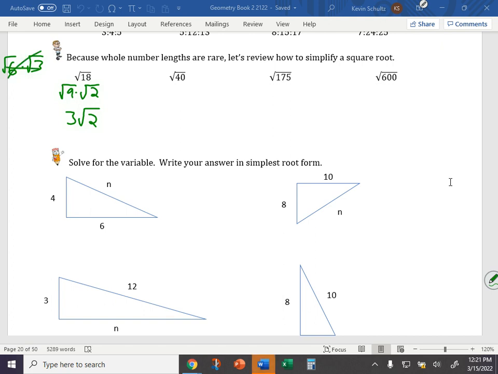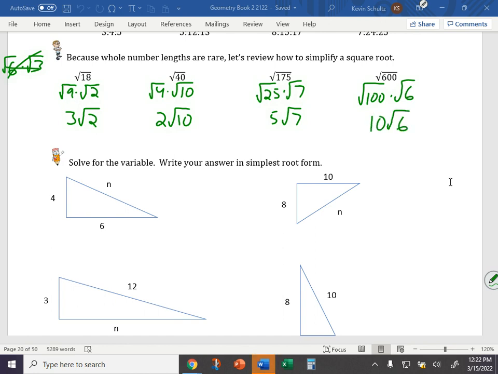Root 40, how do we simplify root 40, or how do we break it apart? Root 4 times root 10. Yep, root 4 times root 10 to get 2 root 10. Root 175? Blake? 5 root 7. Root 25 times root 7, which gives us 5 root 7. Root of 600? Yep, root 100 times root 6 gives us 10 root 6.